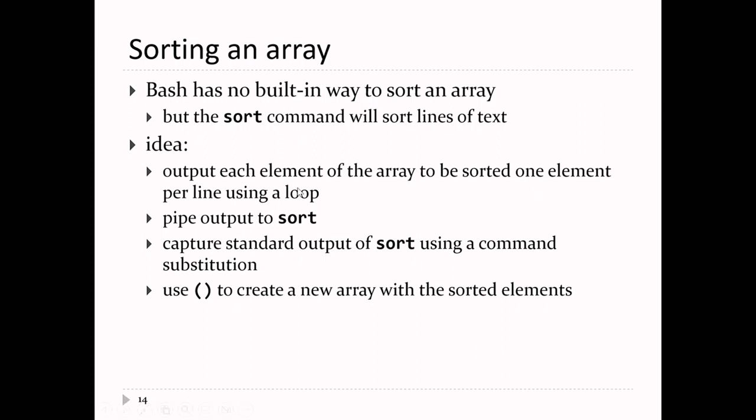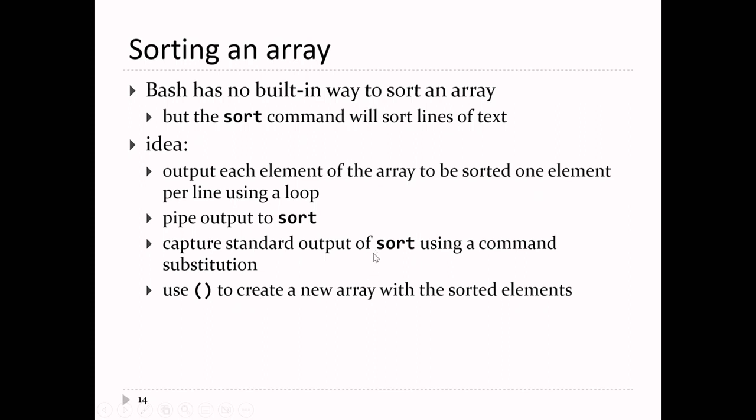For text, you can do the following. The idea is, if this sort command will already sort for me, then all I need to do is take the elements in my array and present them to sort in such a way that sort can do something with it. Sort sorts lines of text. So the idea is loop through your array, output each array element on a separate line, take all of that output and pipe it to sort, and then sort will be able to sort that output. If you want to save that output, then you're going to capture the output of sort in a command substitution, right?